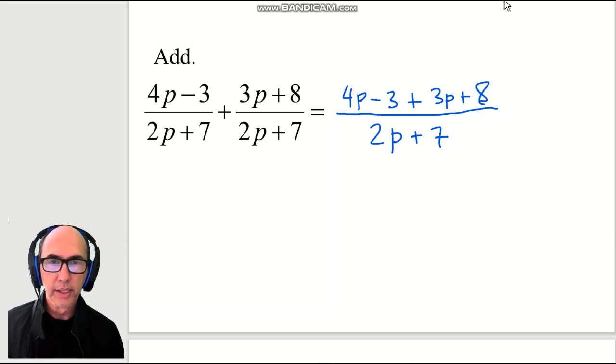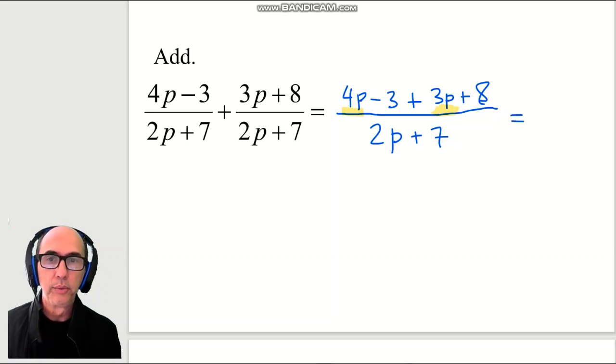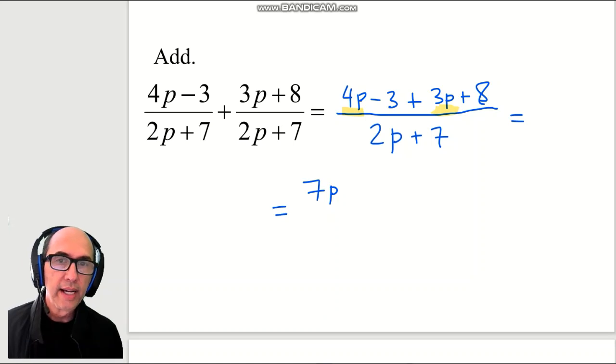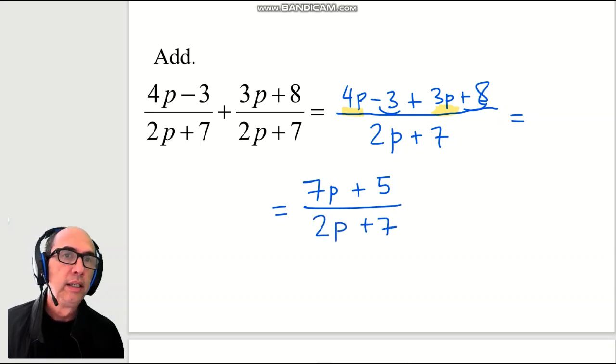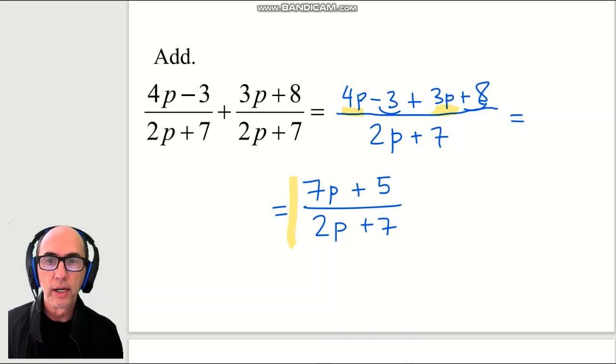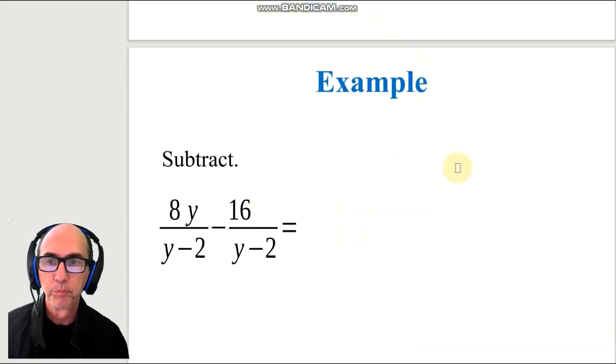Simplify, that's going to be the answer, but in this case we have to check if we can combine like terms. Look, 4p plus 3p equals 7p. Negative 3 plus 8, positive 5 over 2p plus 7. And there's no more way of simplifying. That's the final answer.